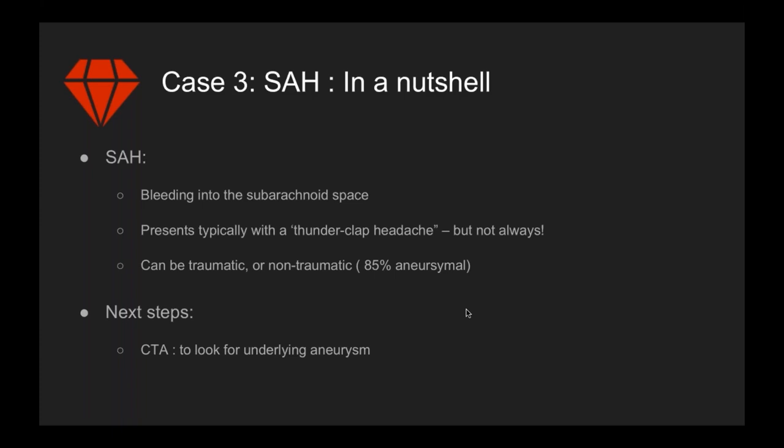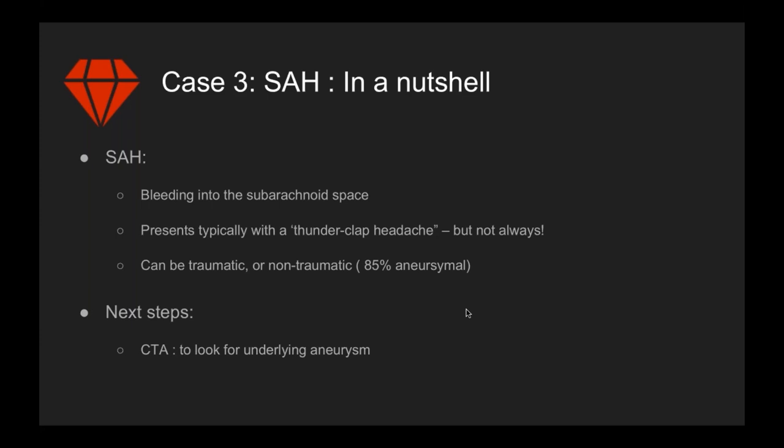So again, these are just the basics for subarachnoid hemorrhage. We know that this is bleeding into the subarachnoid space. As I said, it presents typically with a thunderclap headache, but not always, so you have to bear that in mind. For instance, this particular patient presented like a stroke.